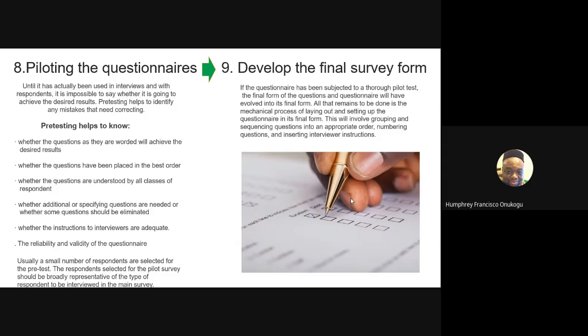If the questionnaire has been subjected to a thorough pilot test, the final form of the questions and the questionnaire will have evolved. What remains to be done is the mechanical process of laying out and setting up the questionnaire in its final form. This involves grouping and sequencing the questions into appropriate order, numbering the questions, and also inserting instructions. If we consider all these things, the arrangement, the question content, the physical appearance, the length, and the piloting of the questionnaire goes well, then we have our final questionnaire ready for use.